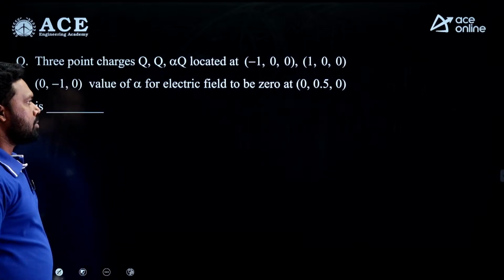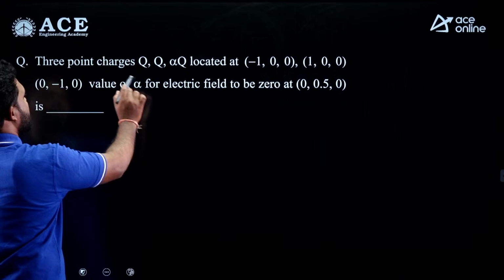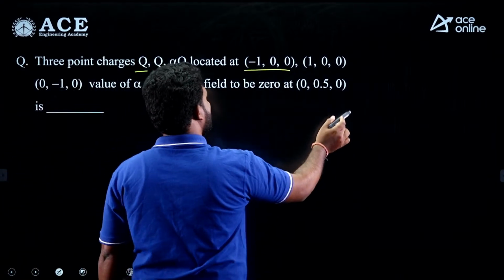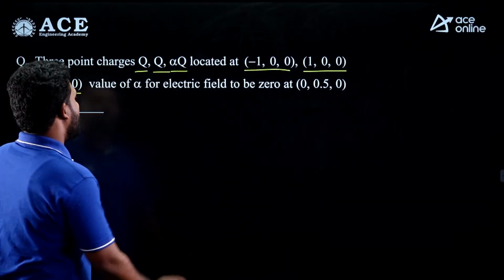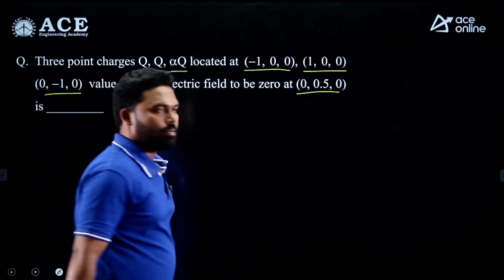It is related to the superposition principle, Coulomb's law associated with the superposition principle. There are 3 point charges Q, Q, alpha Q located at minus 1 comma 0 comma 0, 1 comma 0 comma 0, 0 comma minus 1 comma 0. The value of alpha for the electric field to be 0 at 0 comma 0.5 comma 0.